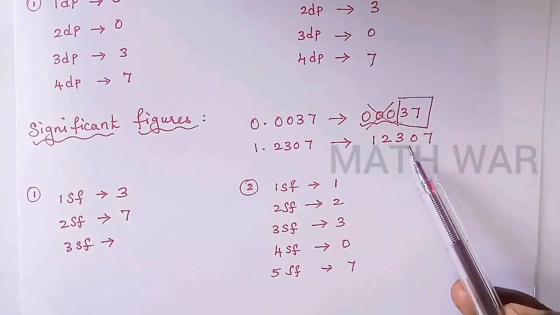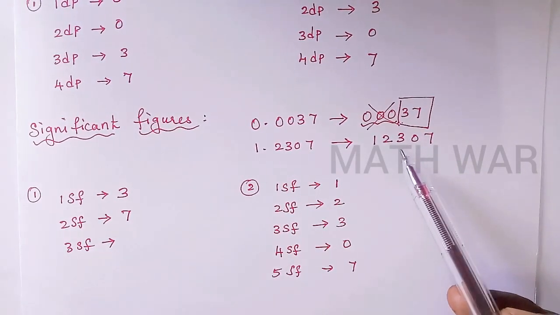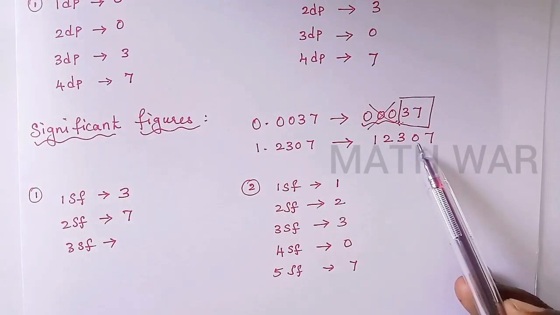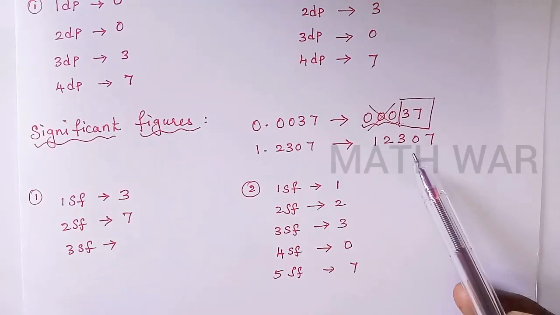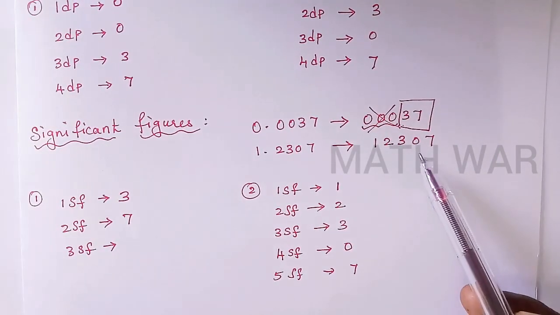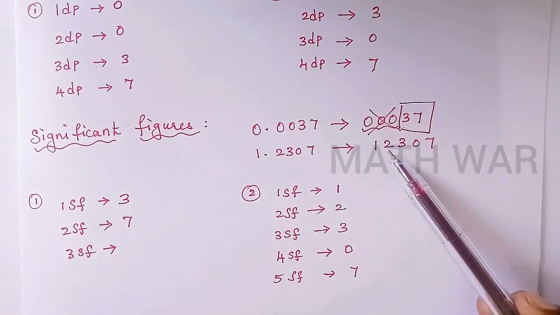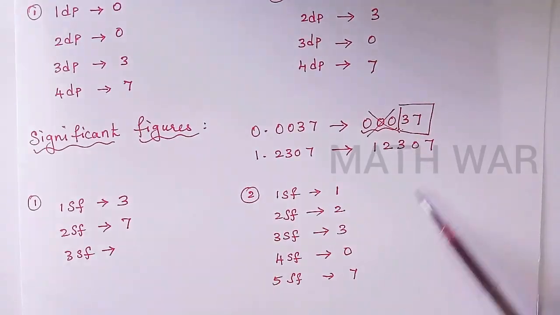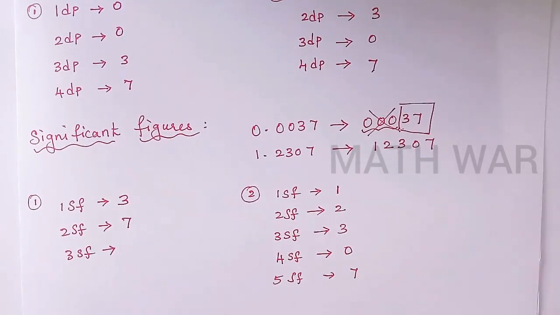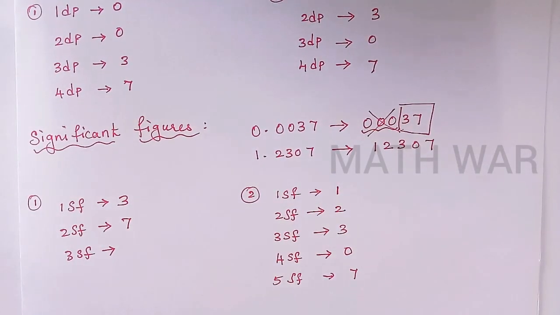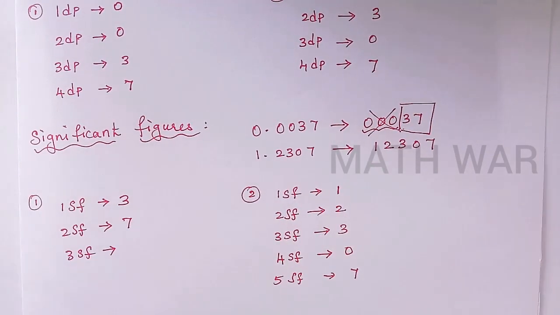So here after removing the decimal point, you can see it is 12307. Here we cannot omit any digit as having no value. Everything has value, even the 0 has value. So we cannot avoid that 0. By including that only we should do it. So the first significant figure is 1, the second is 2, the third one is 3, the fourth one is 0, and the fifth one is 7. This is the difference between decimal places and significant figures.